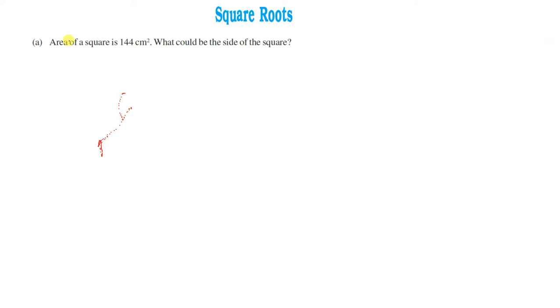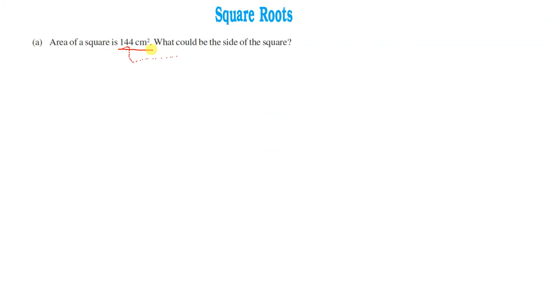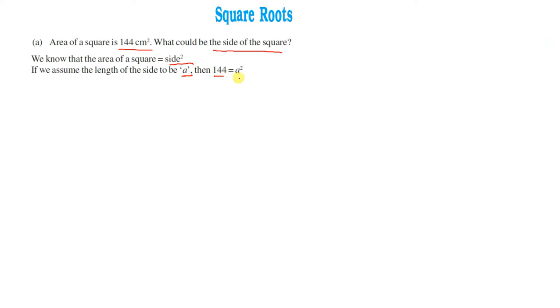Suppose we have the area of a square equal to 144 centimeter square and we want to find the side of the square. Then, since the area of a square is side square, we can assume the side as A and we can write 144 is equal to A square. Now, we want to find A.